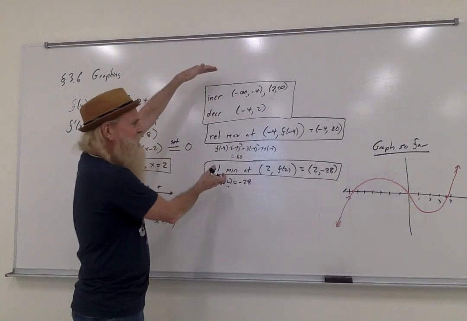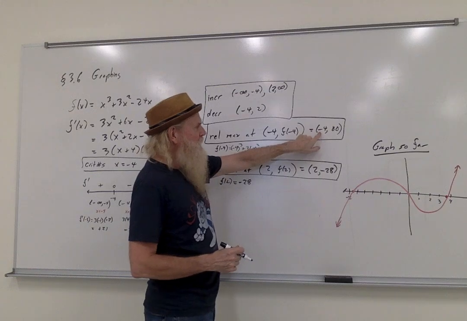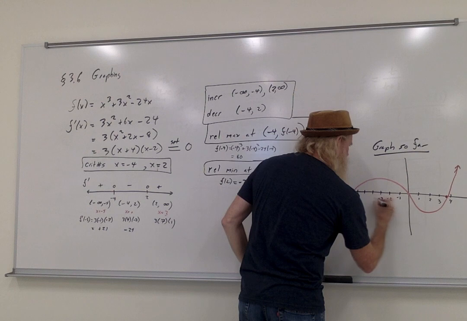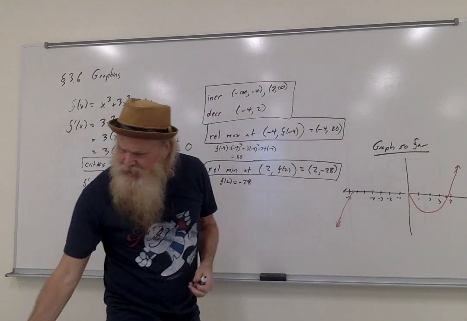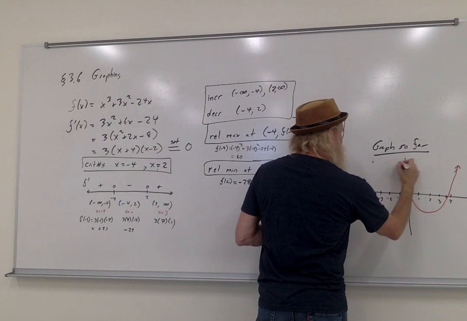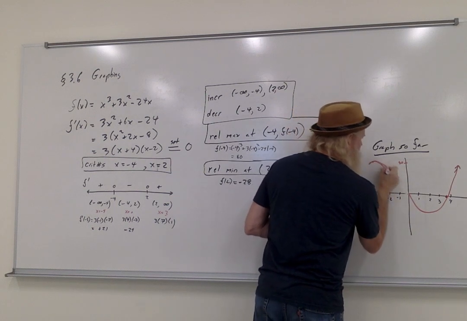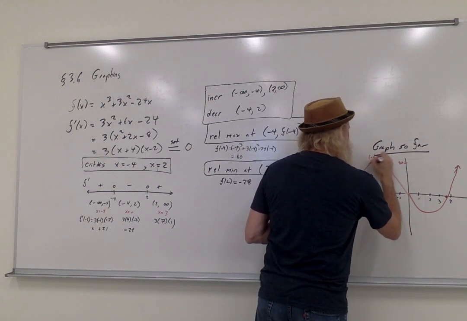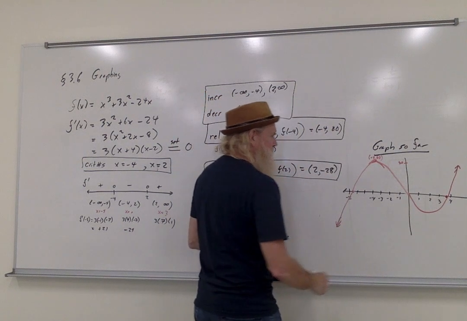Let's see how we can translate this information into the graph. We know that the relative max is going to happen at negative 4, 80. So here at negative 4, that's where our maximum should happen. So let's maybe make it a little bit steeper. Let's say that this is a height of 80. So here's that maximum point, negative 4, 80. And the minimum is going to happen at 2, negative 28.